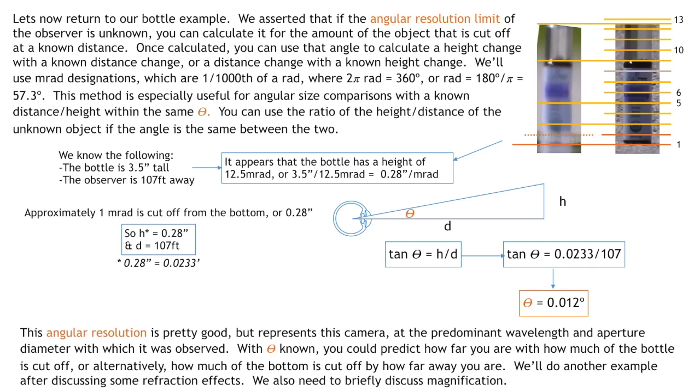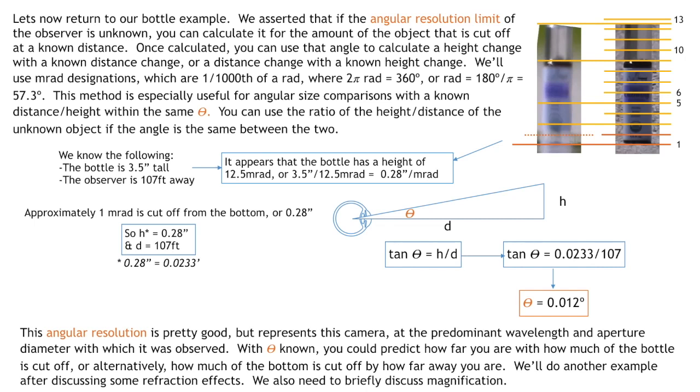So we know the following within this picture. Let's say we know the bottle is 3.5 inches tall and the observer is 107 feet away. It appears that the bottle has a height of about 12.5 milliradians, or 3.5 inches per 12.5 milliradians, which comes out to 0.28 inches per MRAD.